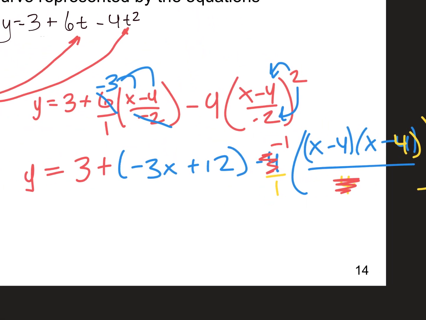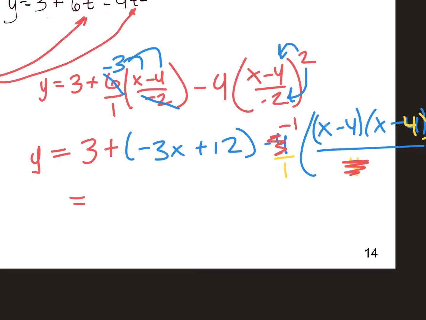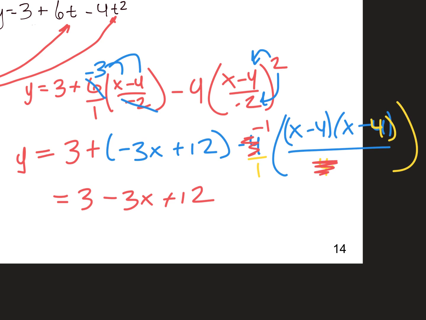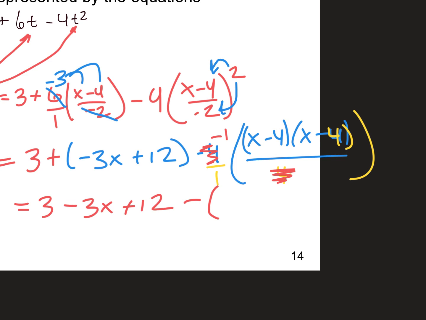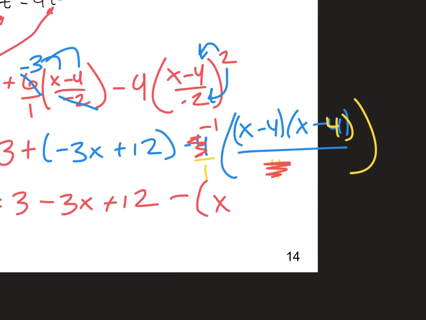So now I just have a linear equation. I don't have any denominators or anything like that. So I'm going to rewrite and I'm going to multiply. So I have 3 minus 3x plus 12. Everybody with me? Then I have a minus sign here, and I'm going to keep my parenthesis because I have to multiply those two together. What is x minus 4 times x minus 4? X squared minus 8x plus 16.